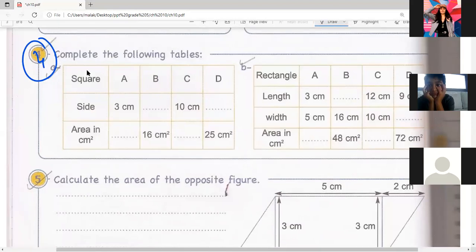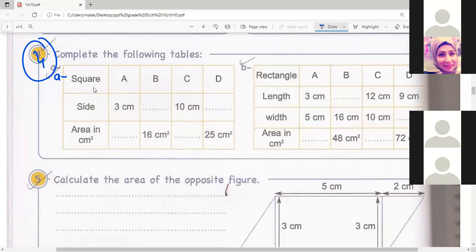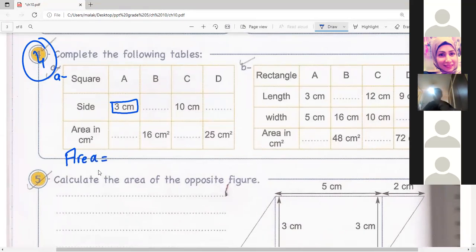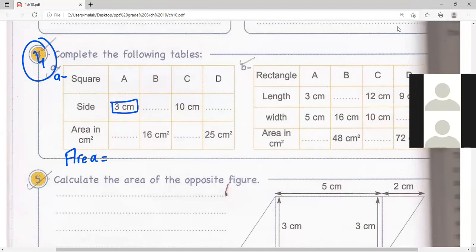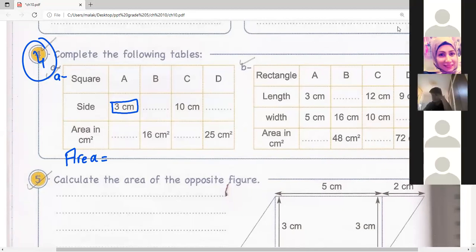Now, Ali Ghasham. Yes, Ali. We have square A of side 3. Find its area. What is the area of a square, Ali? The general rule. Miss, can I say it? Ali, I can't hear you. Ali, what did you say is the area of a square?